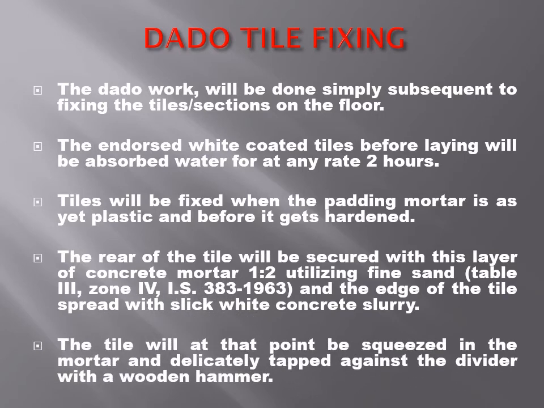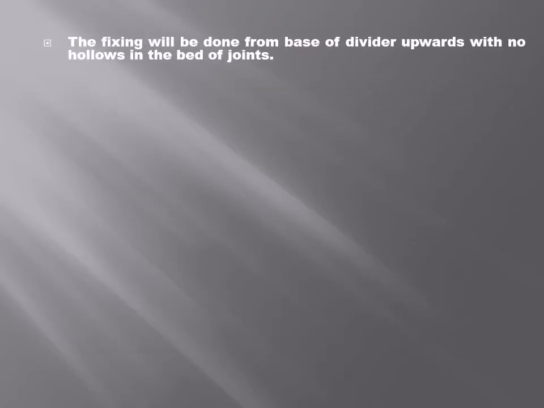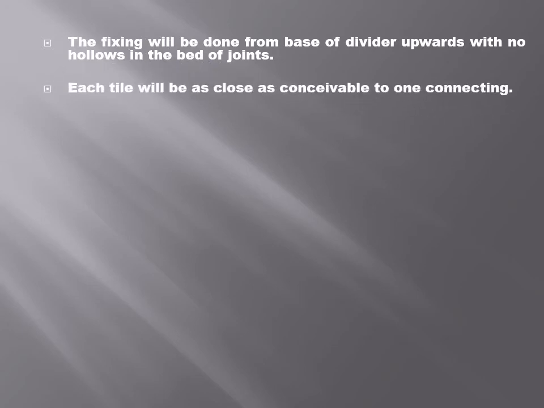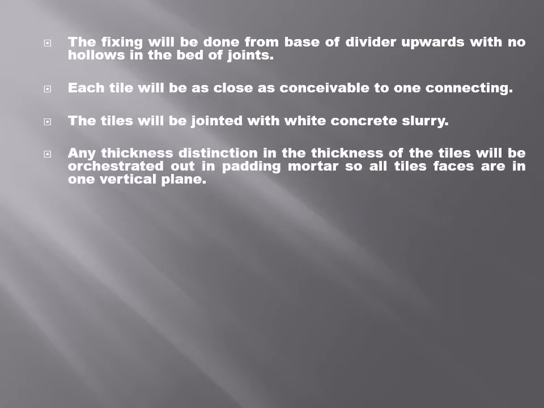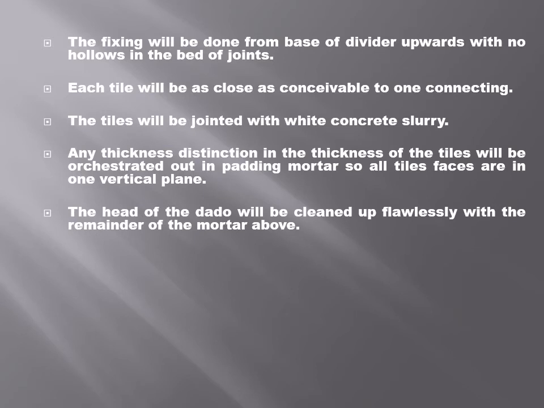The tile will then be pressed into the mortar and gently tapped against the wall with a wooden hammer. The fixing will be done from the bottom of the wall upwards with no hollows in the bed of the joints. Each tile will be as close as possible to one another. The tiles will be joined with white cement slurry. Any difference in the thickness of the tiles will be adjusted in the bedding mortar, so all tile faces are in vertical planes. The top of the dado will be cleaned up neatly with the remainder of the mortar above.